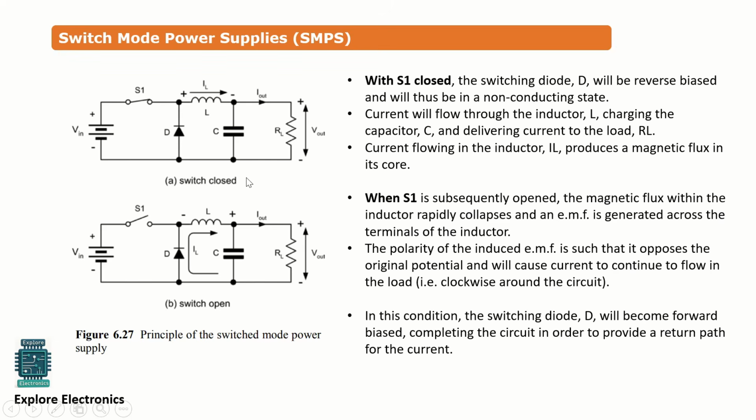The first circuit is switch closed. When the switch is closed, here we have a diode. This diode will be reverse biased and it is off. It will not conduct. There is an inductor here, current flows through the inductor, and there is a capacitor here.